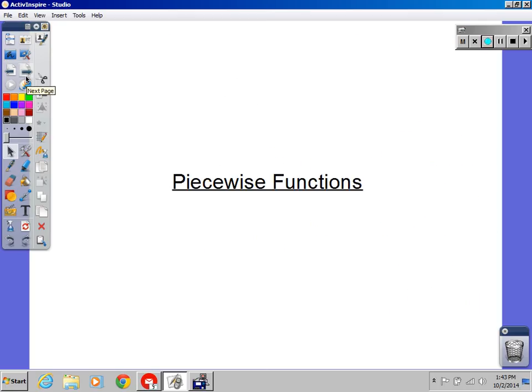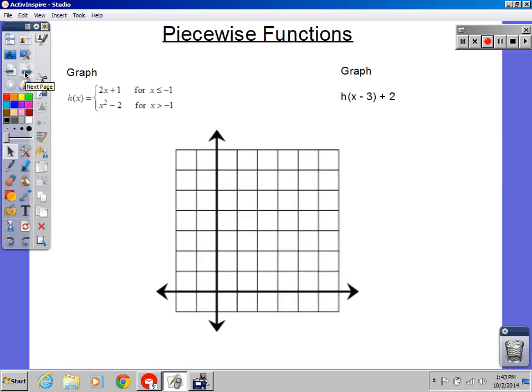Next, we have piecewise functions here. All right. So given this piecewise function, 2x plus 1 for x is less than or equal to negative 1, x squared minus 2 when x is greater than negative 1. So graph them a section at a time.